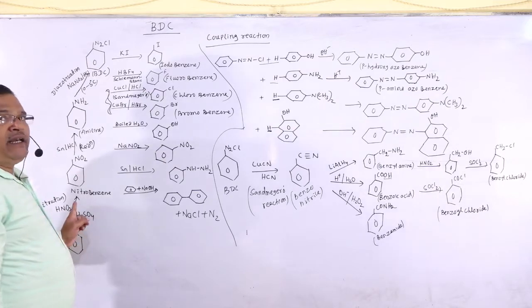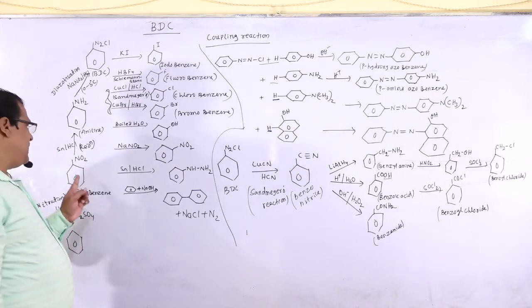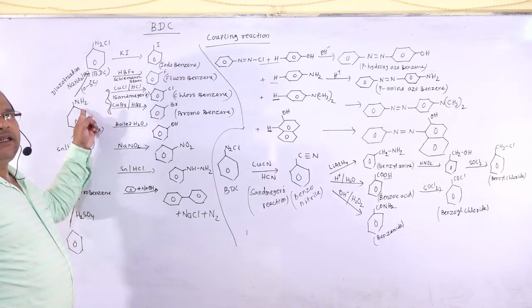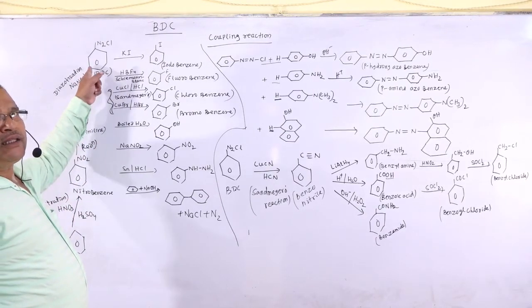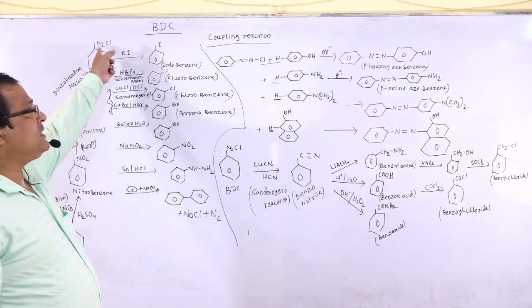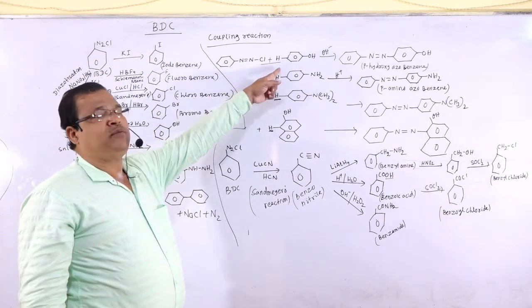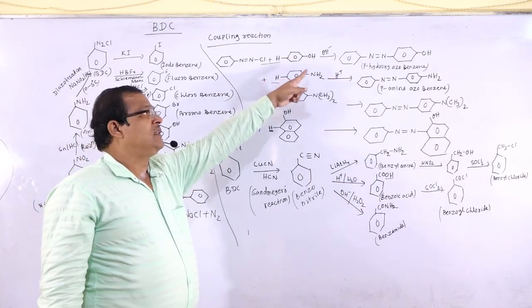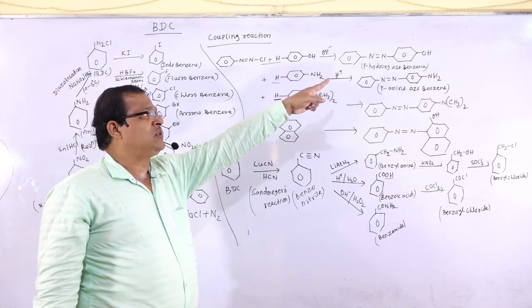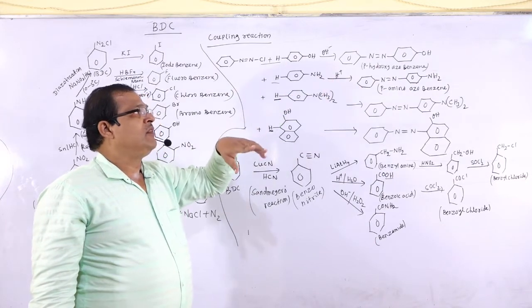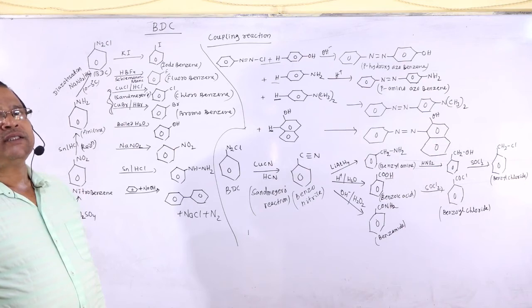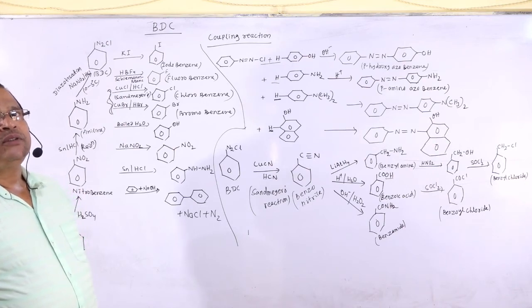Benzene, with HNO3 and H2SO4, gives nitrobenzene. Nitrobenzene, with tin and HCl, gives aniline. Aniline, with NaNO2 and HCl, gives BDC. BDC treated with phenol forms para-hydroxyazobenzene. That is a colored dye, an orange dye that will be produced.